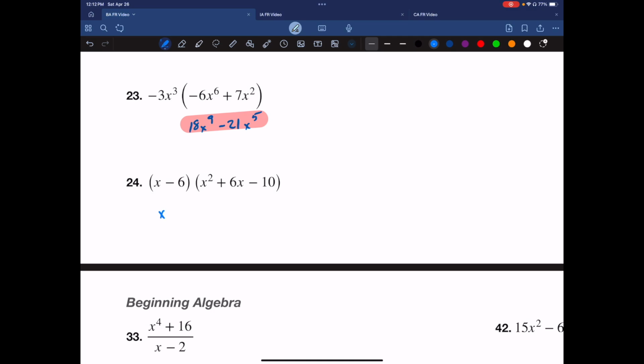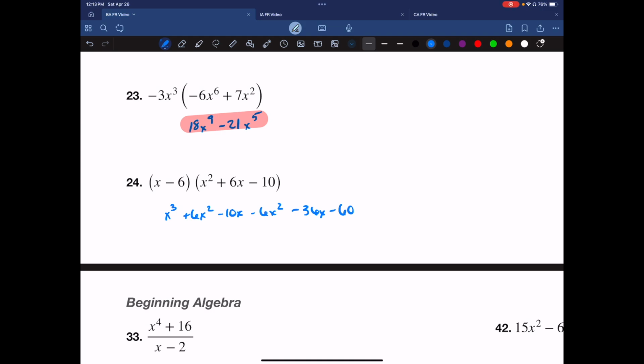On 24, you're going to distribute. This is going to be x times x squared is going to be x cubed. Times 6x is going to be 6x squared. Times 10 is going to be minus 10x. That's going to be minus 6x squared. And plus 6x is going to be minus 36x, and then minus 60.